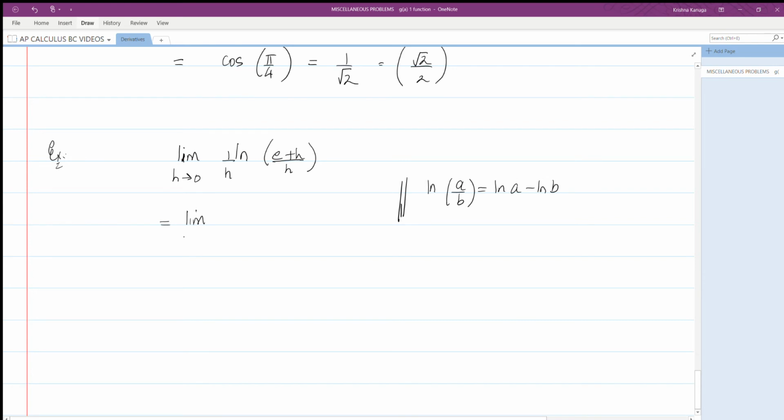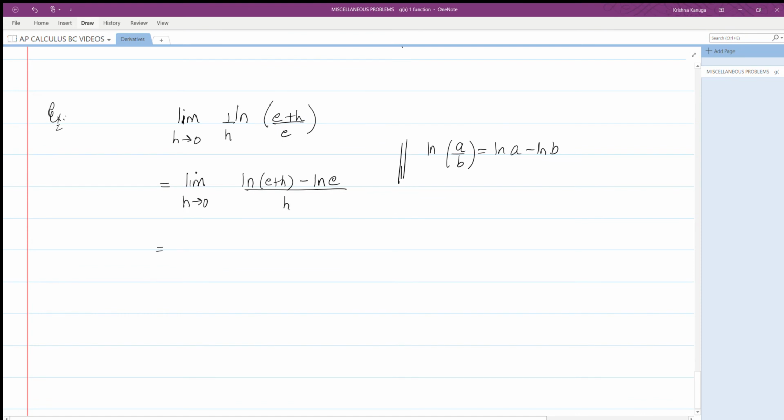So let's rewrite this as the limit as h approaches 0 of ln of e plus h minus ln of e all over h. Sorry, this is supposed to be e here. Now in this form, you can immediately recognize that this is some kind of derivative. Once again, like in the previous problem, if we replace all our x's with e's, you would see that this is simply the derivative of the function natural log of x evaluated at x equal to e. So we can write this as ln x prime evaluated at x equal to e.